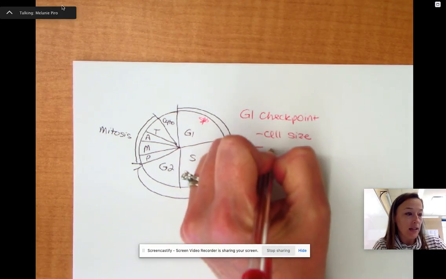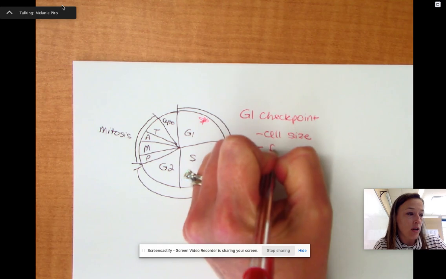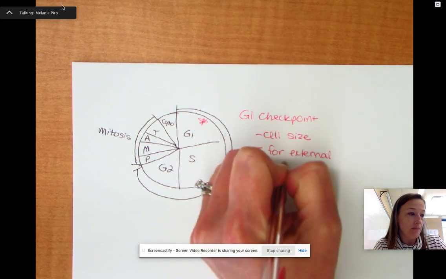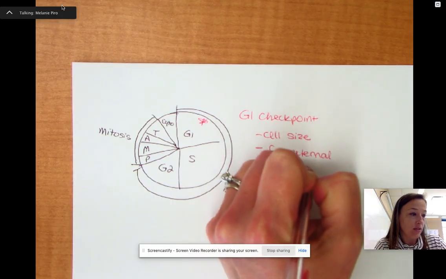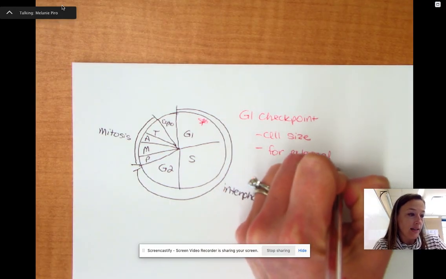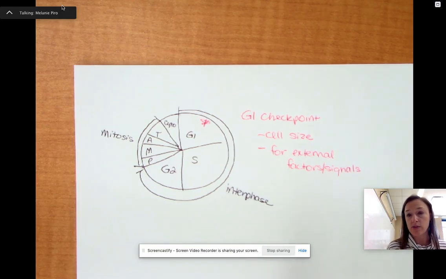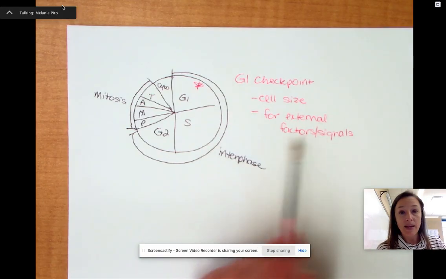It's also going to be listening out for external signals. Call them external factors or signals. If there's an injury, let's say you got a paper cut, then the cells on either side of that paper cut are going to get a signal to divide to fill in that paper cut. And so that would be an example of an external factor or signal. So this is when they're going to be really listening for those signals. All right, so that's the main thing they're looking for there.